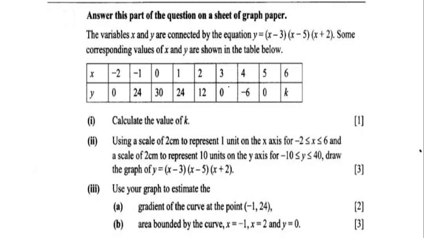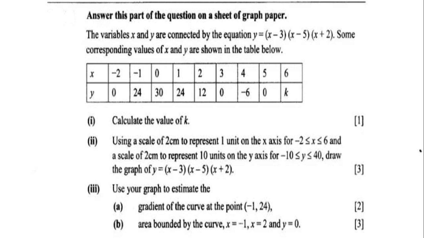When x is 3, y will be 0. When x is 4, y will be -6. When x is 5, y will be 0. And when x is 6, y will be k. So the question says, calculate the value of k.